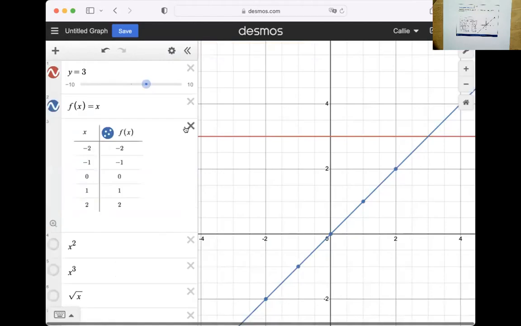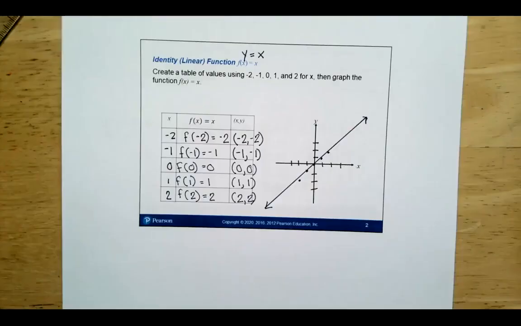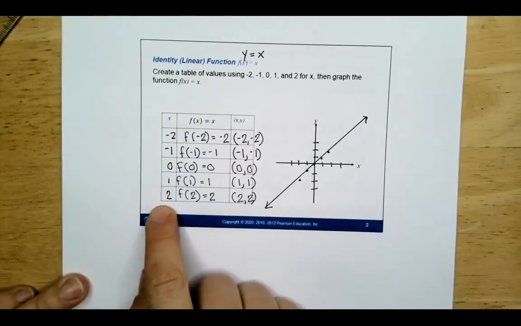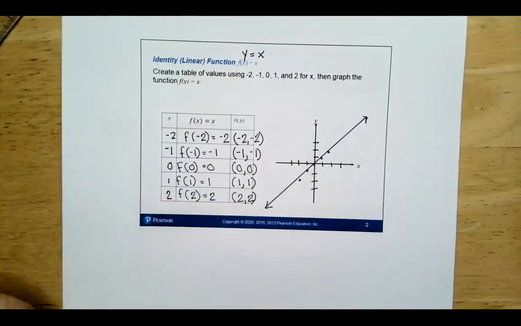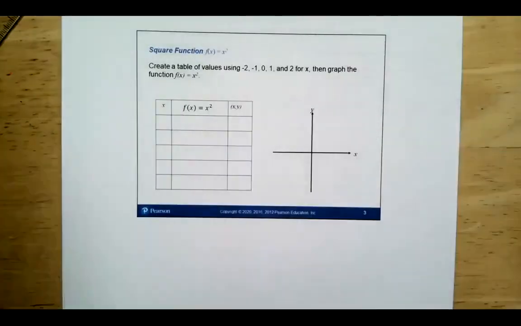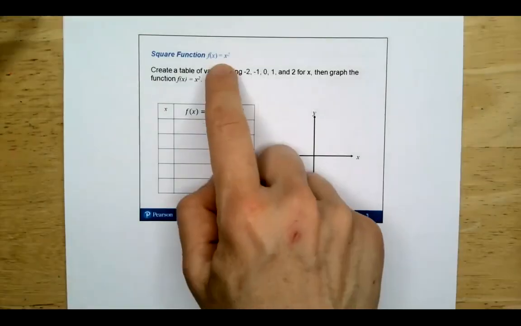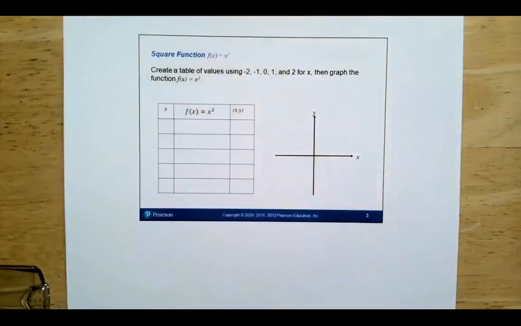So when they ask you what is f of 2 of f of x equals x, you can say f of 2 of f of x equals x is equal to 2, which is what we got as well. F of 2 is 2, which is the point 2, 2. Square function just means we took the x value and we squared it, okay?